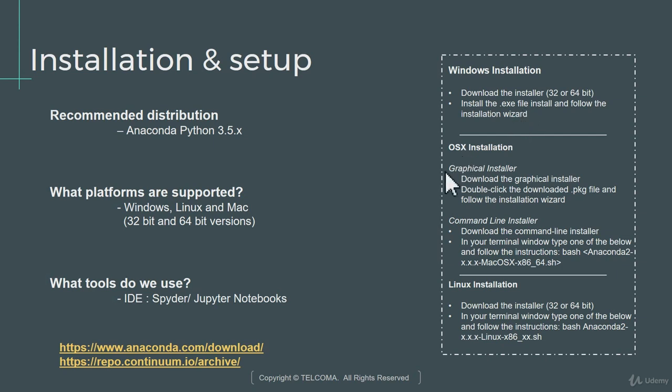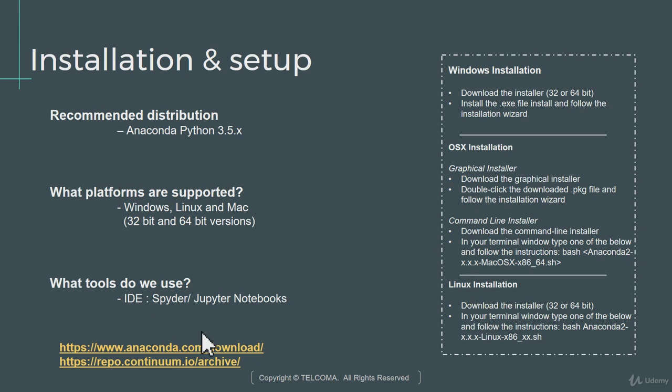For Mac, you have two options. You have the graphical installation process as well as the command line process. The graphical process is similar to any other software which you install on a Mac. The command line is very similar to Linux. You can just invoke the shell script file which gets downloaded and the remaining is automated. For Linux, similar to the command line version of Mac, you have to download the installer and then invoke the shell script from the command prompt.